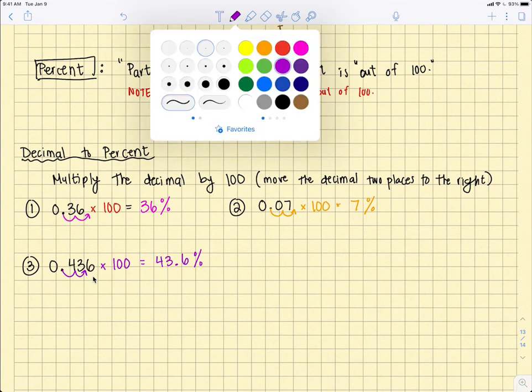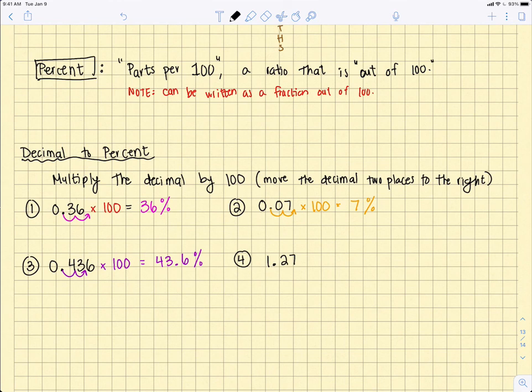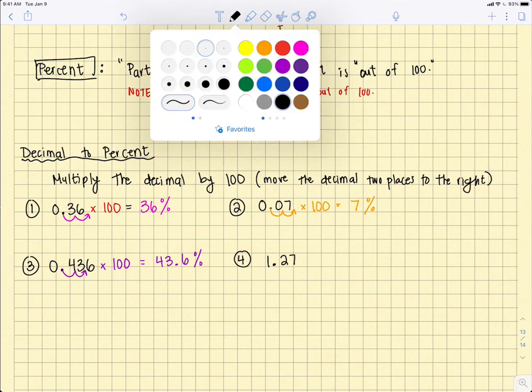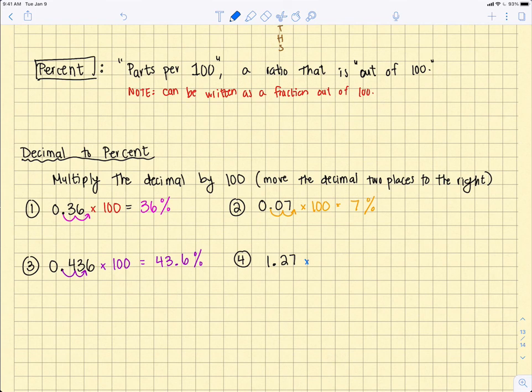I have one more example for you. And here it is. 1.27 or 1 and 27 hundredths. Does the process change? No, it does not, kiddos. We're still going to multiply this decimal by 100, which means the decimal point is going to move over 2 places to the right. So it's going to go after the 7. So we rewrite our answer. We're at 127%. Very interesting. All right, so that's how we take decimals and change them into percentages.